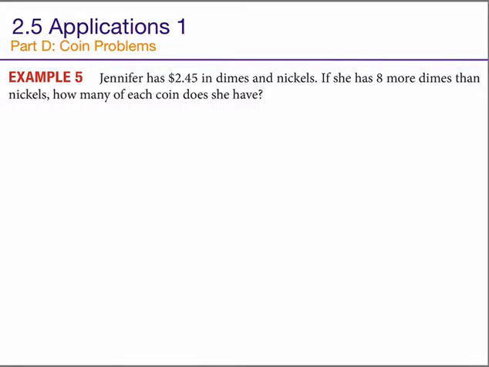Part D in this section is about coin problems. There are lots of different forms that coin problems can take, but they all end up in more or less the same format. Our first sentence will include the variables for the number of each type of coin, the number of dimes and the number of nickels. Our second sentence will deal with the value of the dimes and the value of the nickels, which add up to the total value the coins are worth.